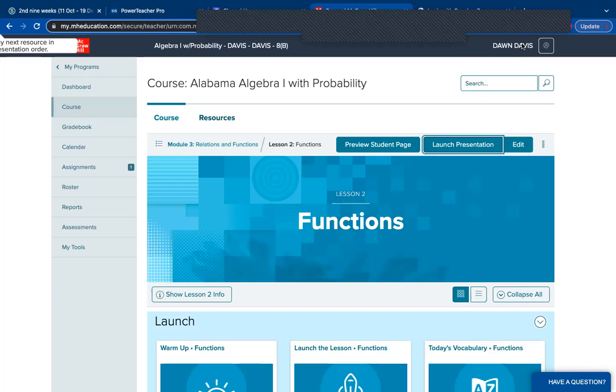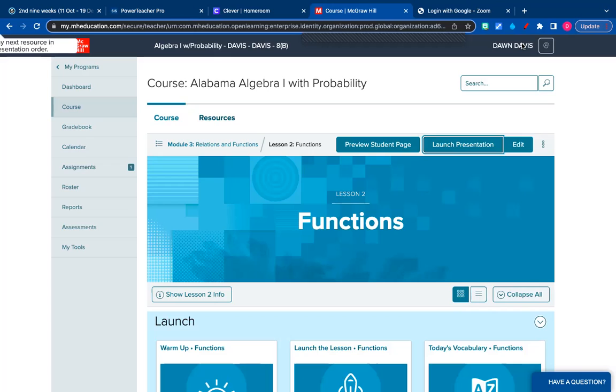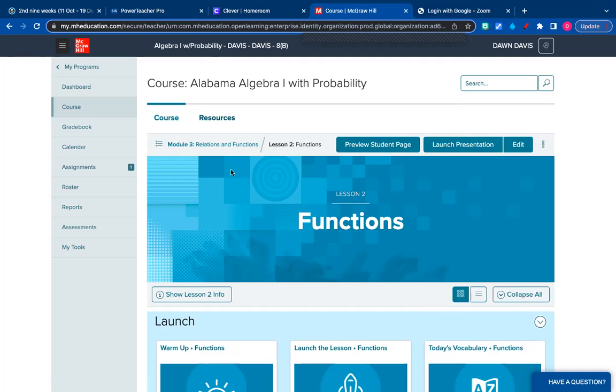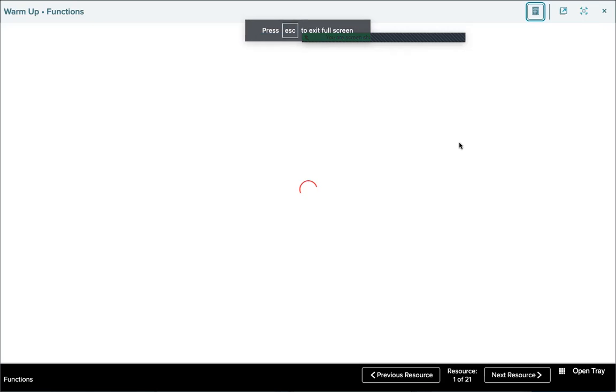This is Module 3, Lesson 2 for Algebra 1, Functions. I'm following in the McGraw-Hill online textbook. So here's the main page. When you go to the course, and then I go to Module 3, Lesson 2, then start launch presentation.